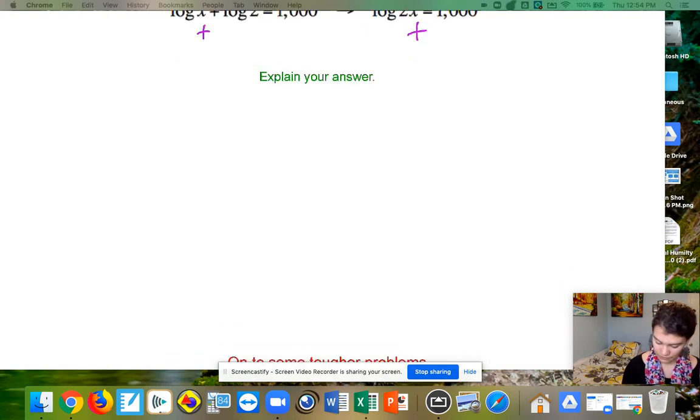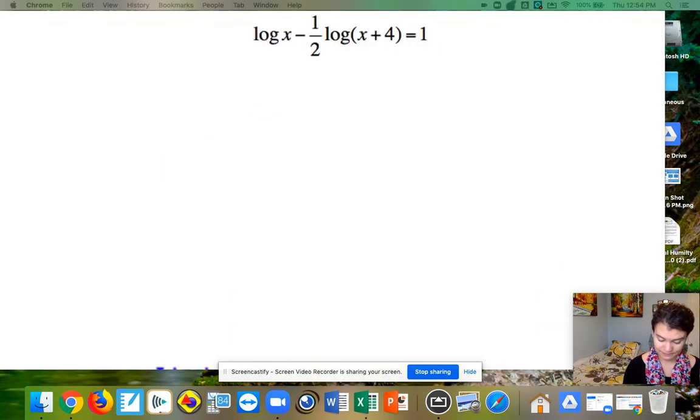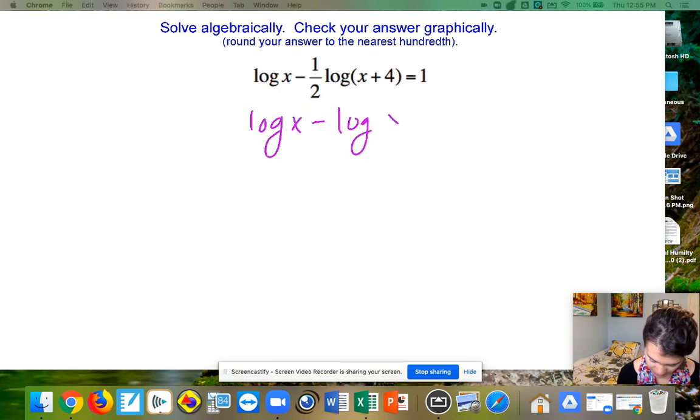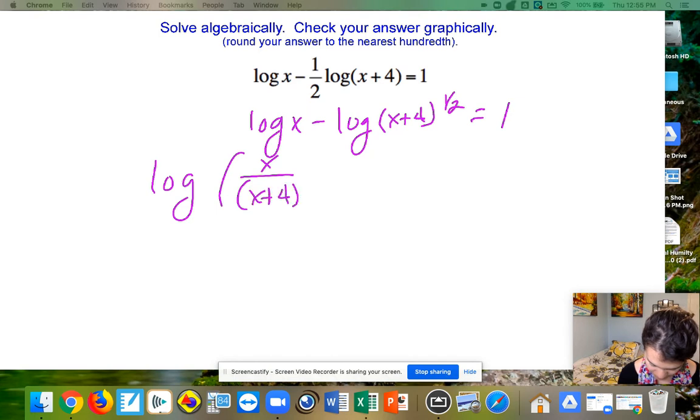Okay, so some more complicated problems. Now we have this one. And note here, before you can switch to an exponential and solve that way, you have to have a single logarithm. So even though we just talked about it doesn't always work when you use the logarithm rules, you need to still use them. Just check your answers. So I'm going to write this as log of x minus log of (x plus 4) to the 1/2 equals 1. And then you can combine this into one log. So we'll have log of x over (x plus 4) to the 1/2 equals 1. Now it's all one logarithm.